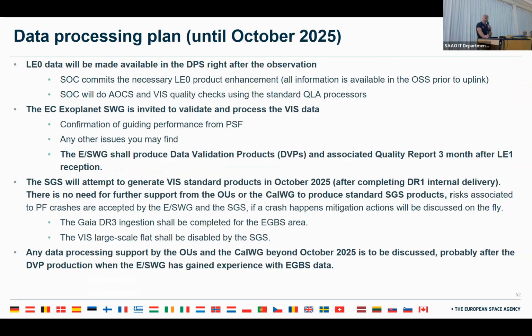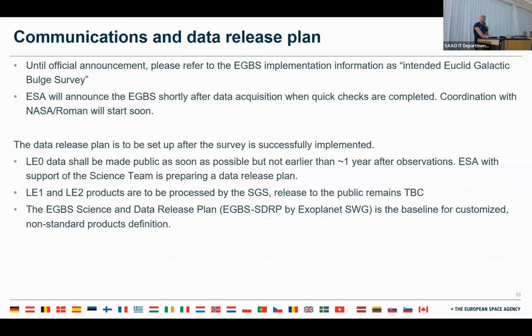The data processing plan is, first of all, we will produce the level 0 data, and we expect the Exoplanet Science Working Group to do performance checks as quickly as possible and to release a quality report and data validation products after 3 months. The SGS cannot touch the data until October, because there is no capacity for that. But after that, there is a coordinated effort between the working group and the SGS to produce standard products. And beyond October 25, we still don't have plans.